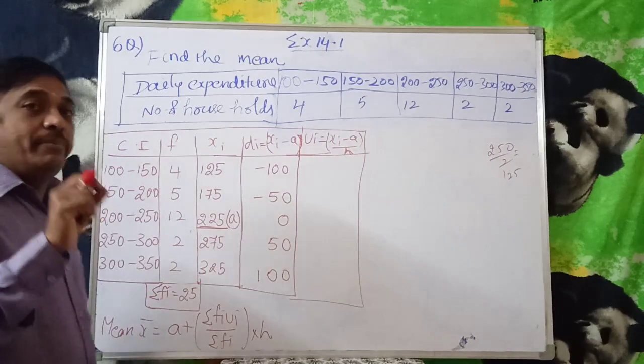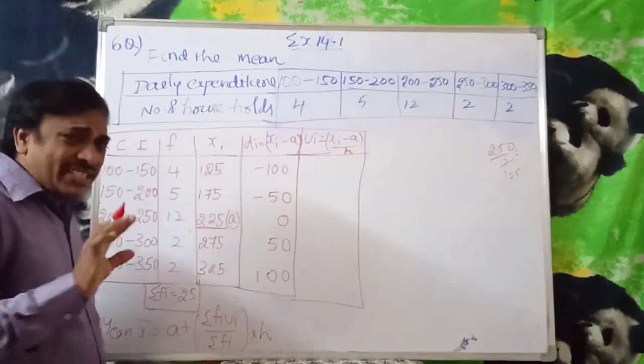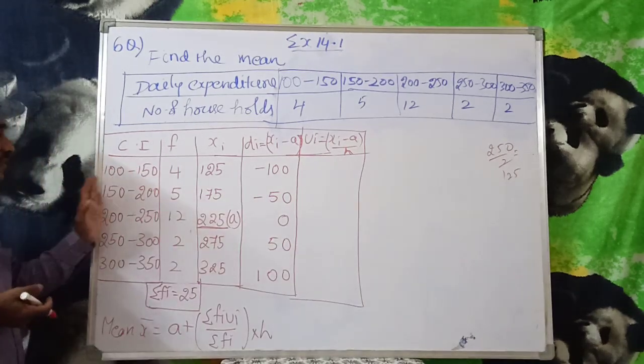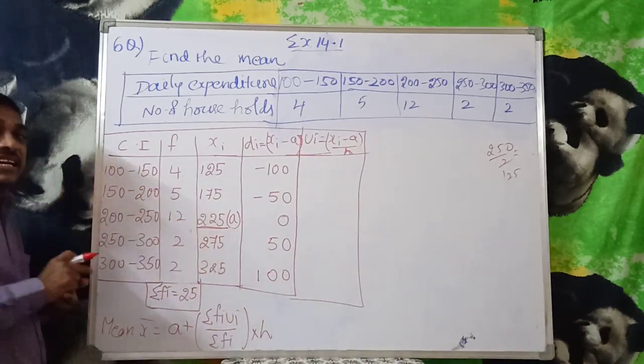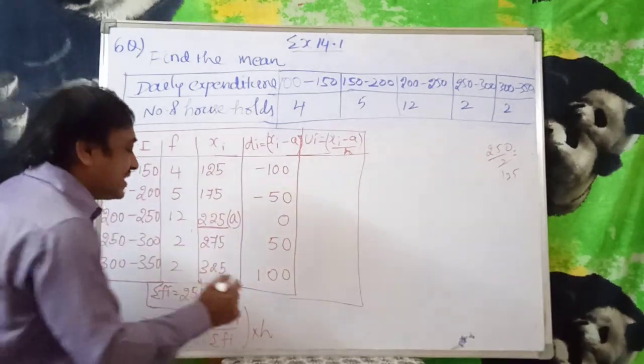Xi minus a by h. What is h? h is equal to the class size. The classes are 100 to 150, 150 to 200. What is the class size? 50 is the class size.